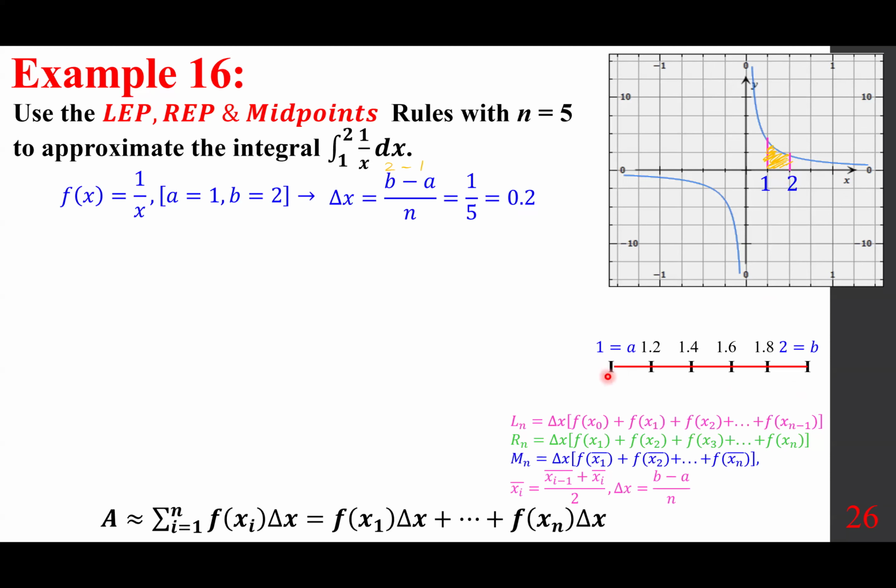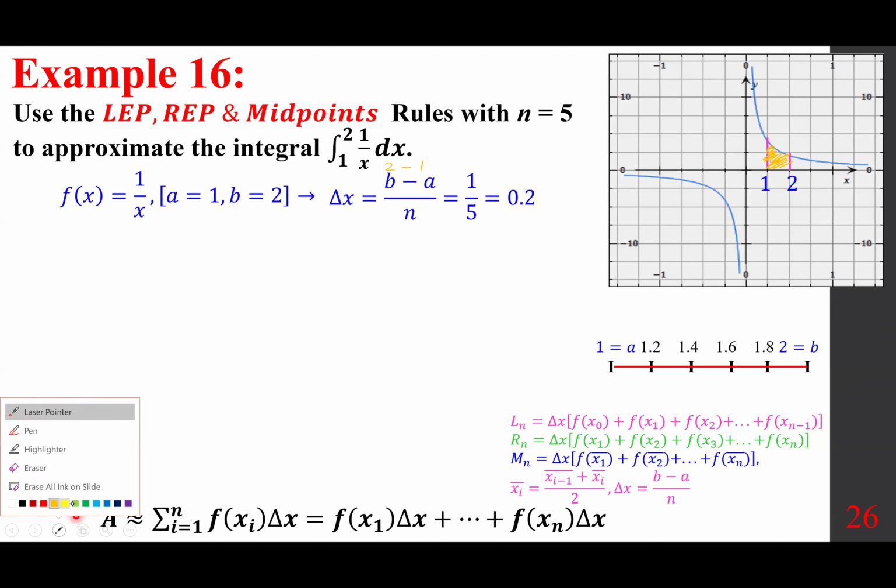Now this is a, this is b. Now for the left endpoints, we are going to use all the left points. We are going to use this one, this one, this one, this one, this one. We are not going to use b, so ignore b.